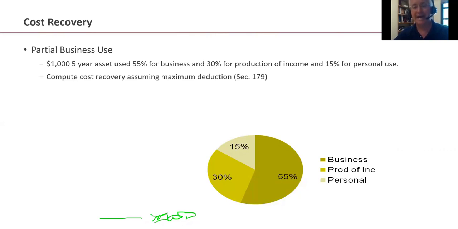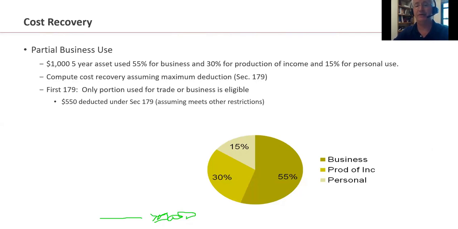So what I like to do is actually break that asset down. So the first thing I would do is think about, well, how much could I recover under 179? Right? Because it's possible that I could recover the cost of this under 179. Well, only the portion used for trade or business is eligible. The trade or business portion was 55%. That's $550. So assuming that I don't have a small business limitation, assuming that I don't have an income limitation, I would be able to deduct all 550 under section 179. 300 of that is eligible for MACRS. That's the 30% related to production of income. So that portion, I would run through the depreciation tables. I'd get another $60. The last 150, that's for personal use. Personal use property is non-depreciable.